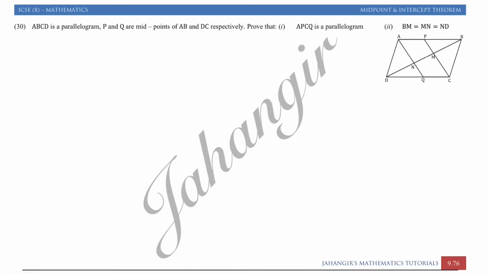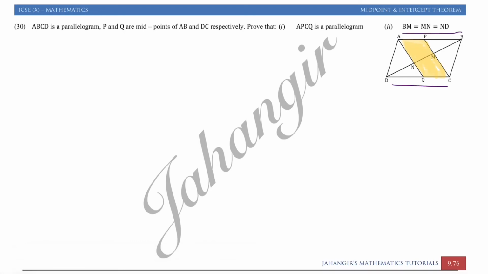ABCD is a parallelogram. P and Q are the midpoints of AB and DC respectively. Prove that APCQ is a parallelogram. We want this as a parallelogram in which P and Q are the midpoints. So it's very simple to prove. See, we know AB is parallel to DC and AB is equal to DC.